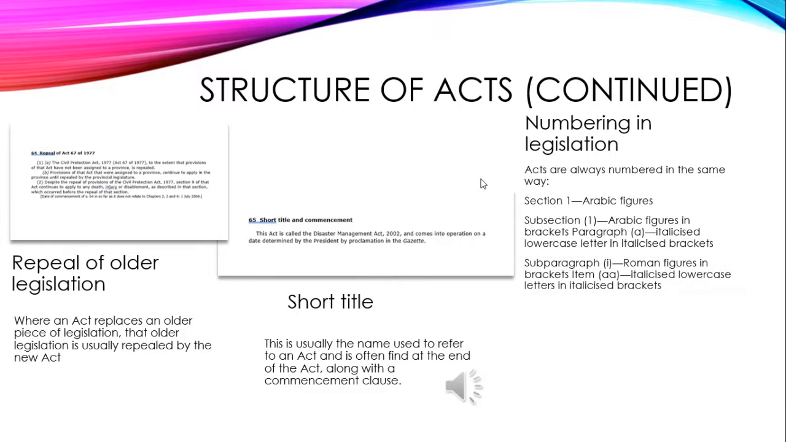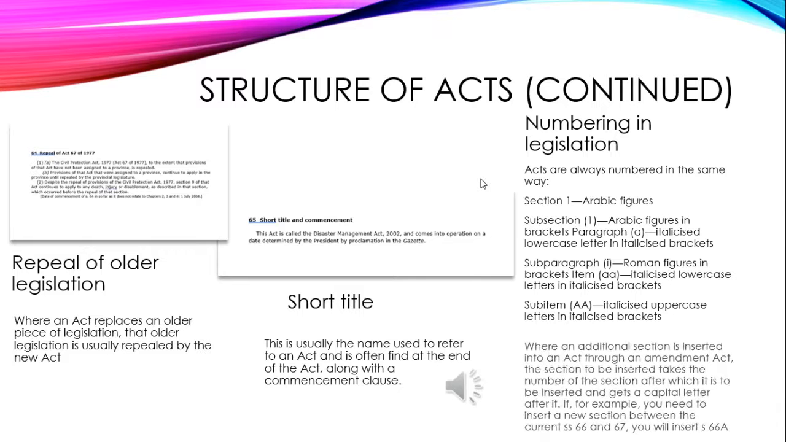Then you get a number again, but this time it's a Roman figure, and after that comes the subparagraph. So now it's double A, and then if there's anything that needs to be added more than that, it becomes AA. So that's the rank, that's the way we number. So section 1, 1A, 1 Roman numerals, double A, and then you go to capitals. That's how we number our acts.